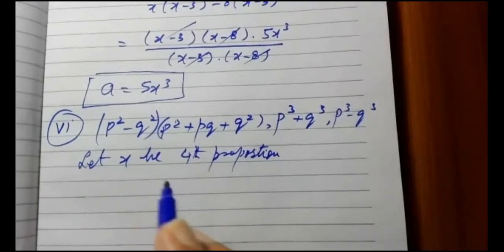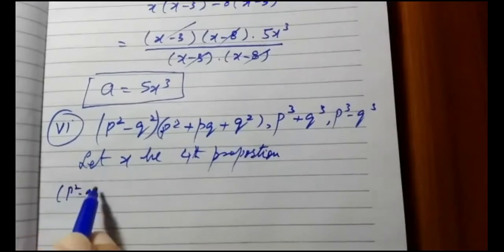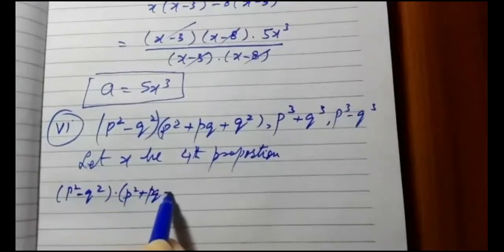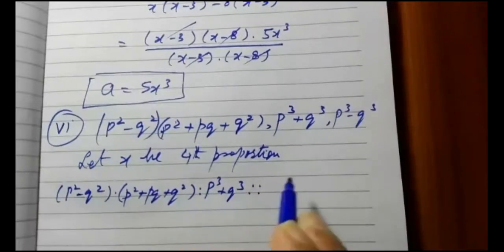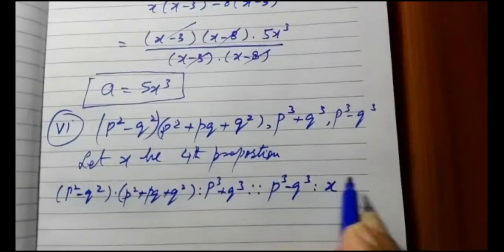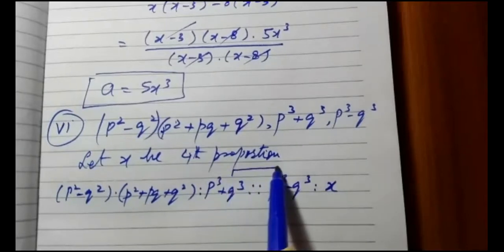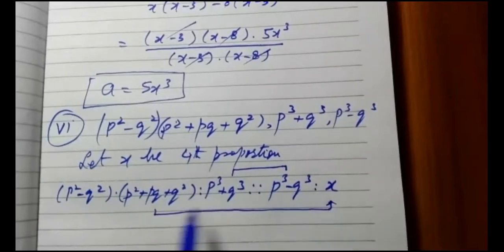So how to start it? You will write it like p square minus q square dot p square plus pq plus q square ratio p cube plus q cube proportion p cube minus q cube and ratio x, because we have assumed that x is the fourth proportion. And in a very similar way, because I'm lacking a little bit of space to write, I will directly write it now for x.